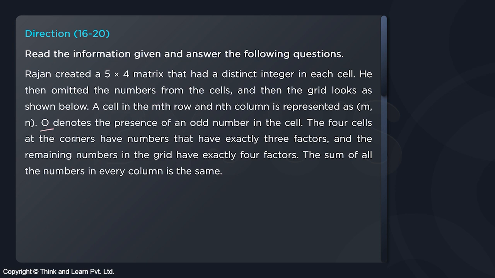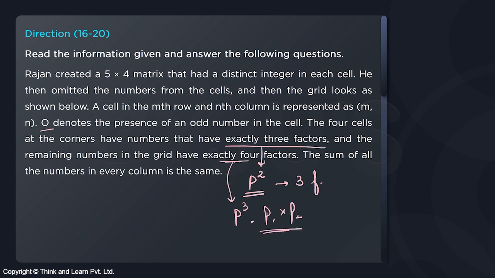O denotes the presence of an odd number in the cell. The four cells at the corners have numbers having exactly 3 factors. What kind of numbers have exactly 3 factors? The numbers which are the square of a prime. They all will have 3 factors, right? And the remaining numbers in the grid have 4 factors. What kind of numbers have 4 factors? Either the cube of a prime or P1 into P2, that is product of 2 primes. You can see all these things in the chapter of factors. There it would have been discussed.